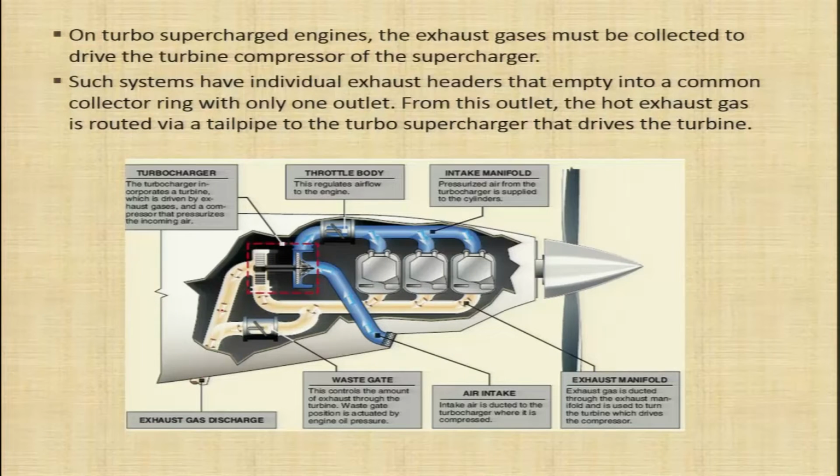Here you can see the exhaust gases coming out from each cylinder going into the turbocharger to drive the turbine of the turbocharger. After driving the turbine of the turbo supercharger, the exhaust gases are being exhausted out of the engine. Such systems have individual exhaust headers which empty into a common collector ring with only one outlet. From this outlet, the hot exhaust gas is routed via a tailpipe to the turbo supercharger that drives the turbine.